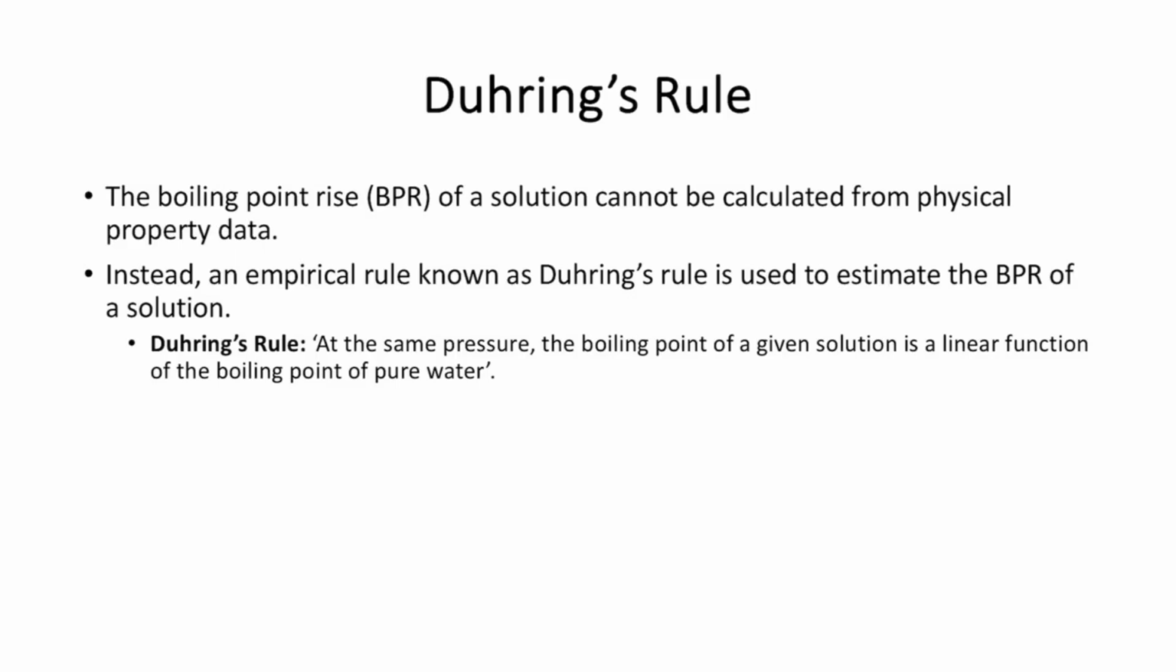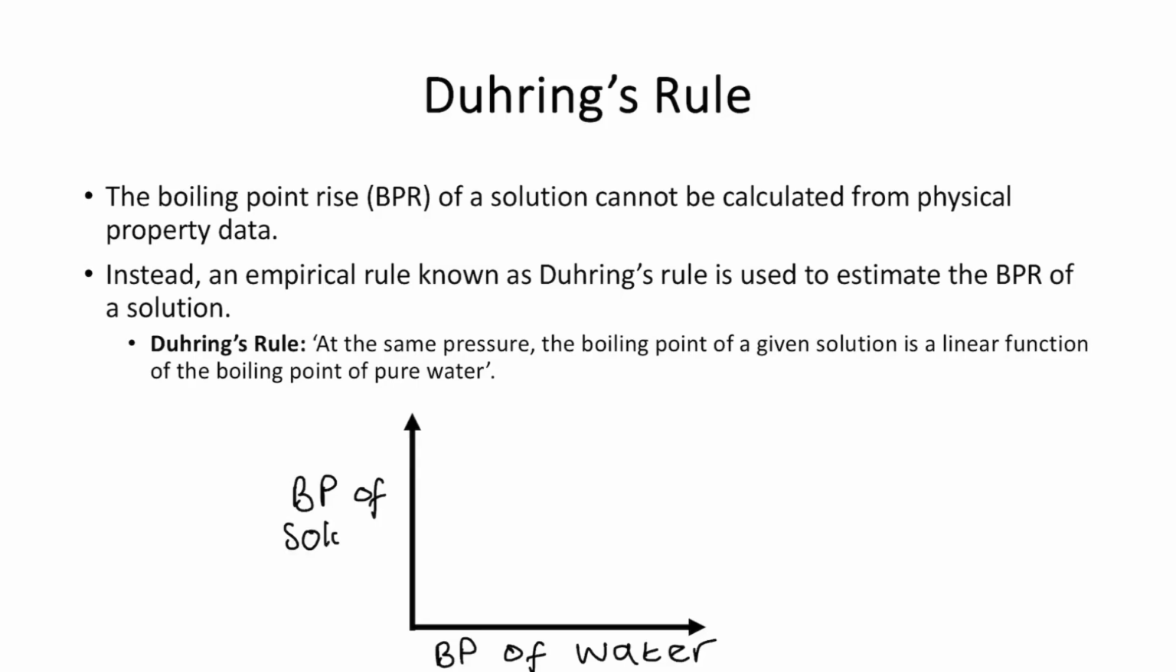As a result, when you plot a graph of the boiling point of the solution at various different concentrations against that of pure water at the same pressure, it produces a straight line graph. Here on the x-axis we have the boiling point of pure water, and on the y-axis we have the boiling point of the solution. And we can see the plots here at various different concentrations.